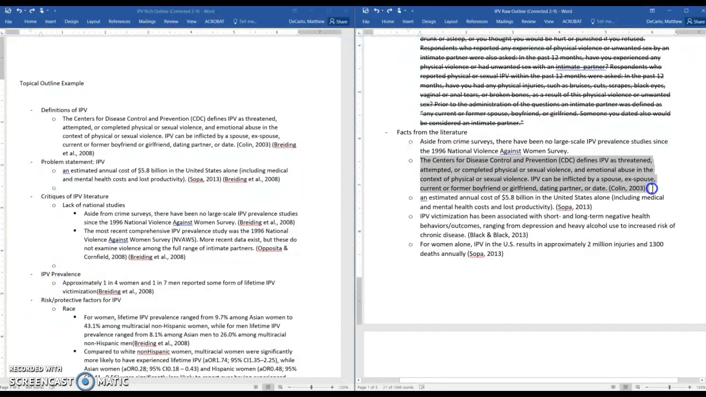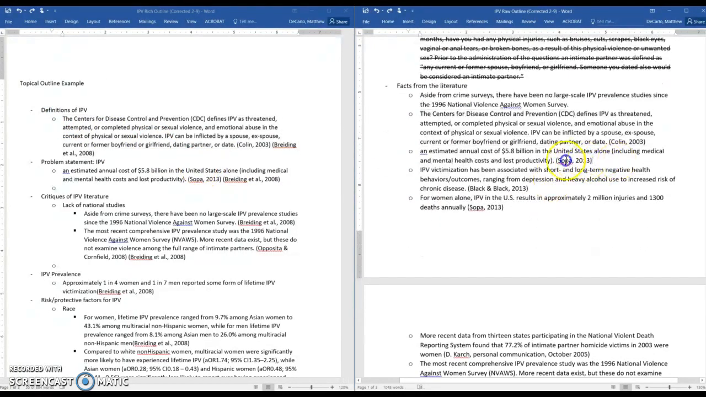So the Centers for Disease Control and Prevention defines IPV as blah, blah, blah. So this is a definition of IPV, which is really important. Part of the things that you guys need to do in your literature reviews are figure out how your terms are conceptually defined. So I'm going to take that and copy it into here, definitions of intimate partner violence. Let's look finally at a third piece of data. So an estimated annual cost of 5.8 billion in the United States alone, and mental health costs and a lost productivity.